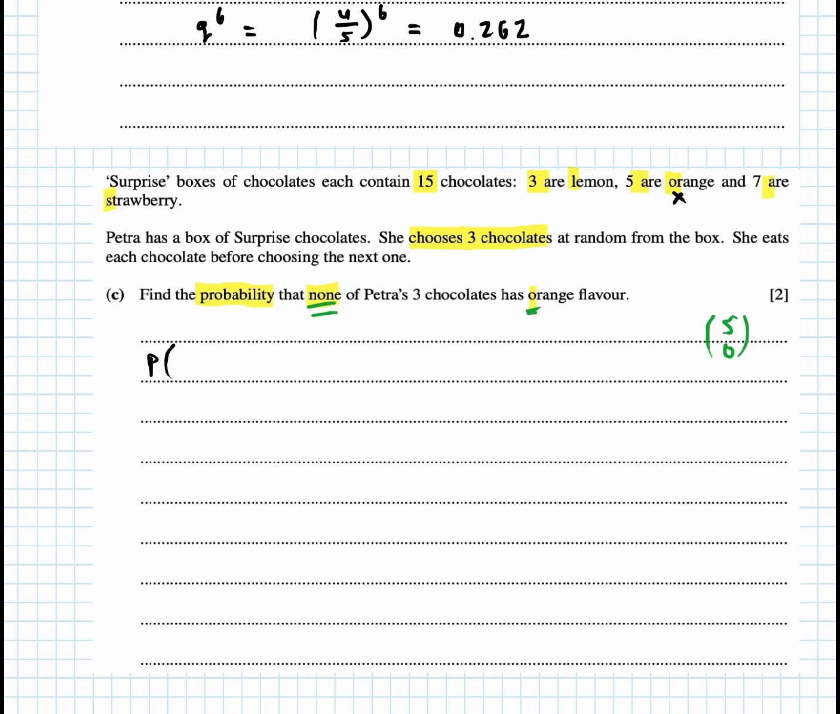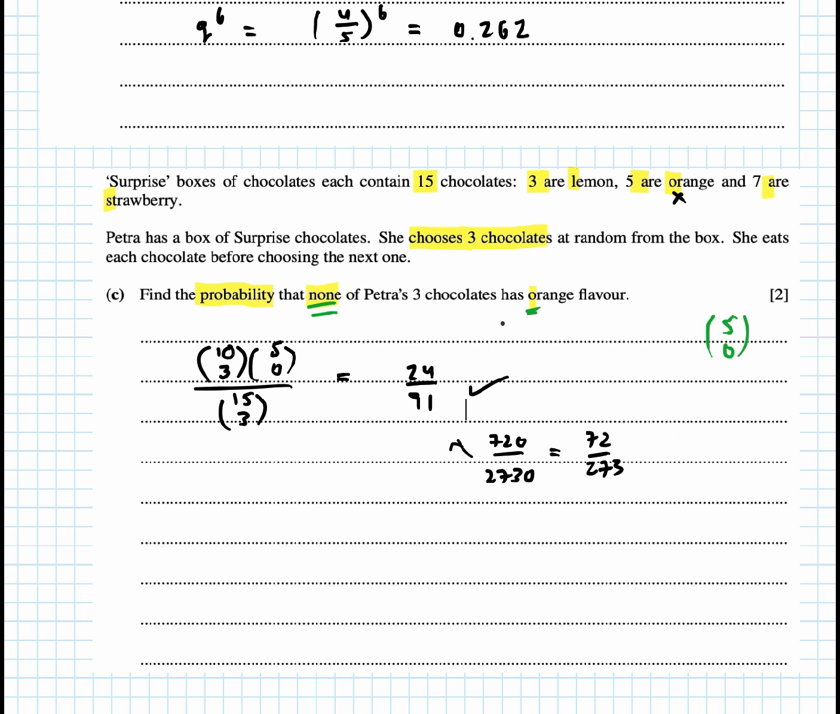So, yeah, I'm going to actually not write it like that. I'm just going to do it in the columns. 10, we want 3 of them. We don't want any orange, and over, there's 15 altogether, so 15 choose 3. So that's the total. I'm going to write down 24 over 91, but that came from 720 over 2,730. Take away 0 in each if you want. Simplify it down, and you'll get 24 over 91. That's part C. There's more.